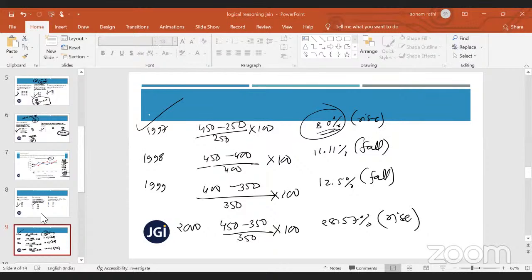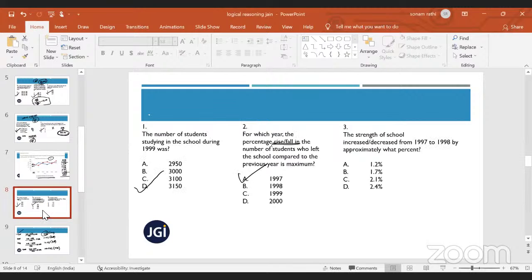Yes. Question number 3. The strength of the school increased and decreased from 1997 to 1999 by approximately what percent? Okay. So calculate 1997. That is 3000 minus 250 plus 350 minus 450 plus 300. So 1997 total is how much? 2950.